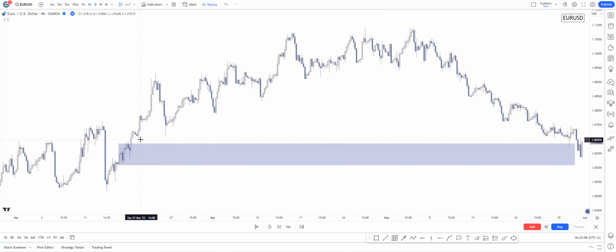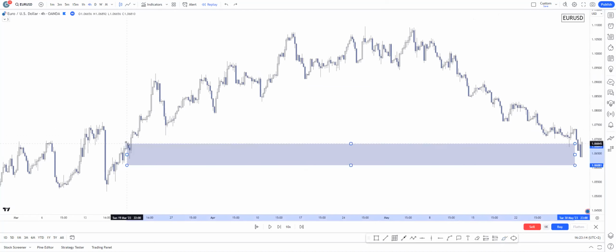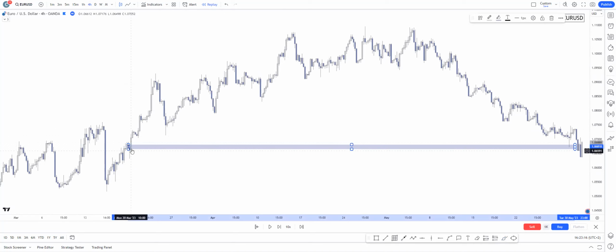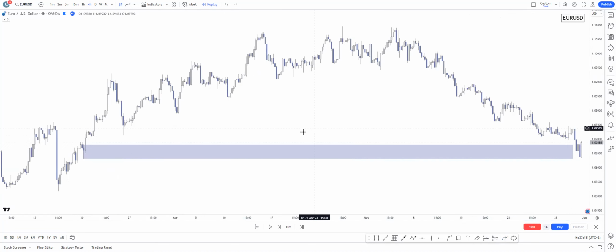So here is the clear 4-hour refinement inside of it. As you can see, this is the 4-hour refinement. So I'm going to refine this zone into this 4-hour zone. Perfect.